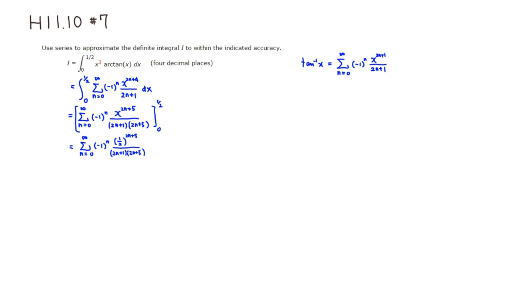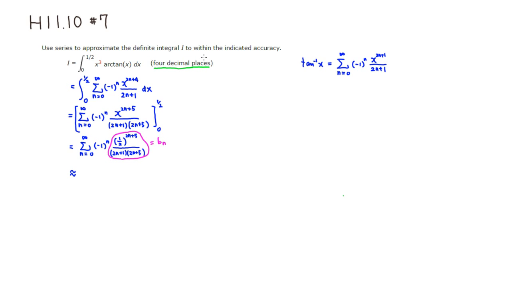We want to approximate this, so we're going to do approximation. This is an alternating series, so we can see that this is going to be our Bn. Remember that the error is going to be bounded by Bn plus 1, and we want it to be accurate to 4 decimal places.